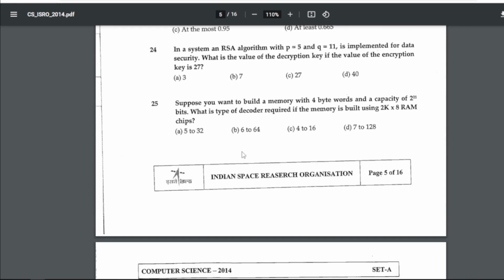Now question number 25 is suppose you want to build a memory with 4-byte word and a capacity of 2 to the power 21 bits. What is the type of decoder required if the memory is built using 2K into 8 RAM chips? So here if you solve this you will get the answer as A, that is 5 to 32, right? So option A will be the answer.